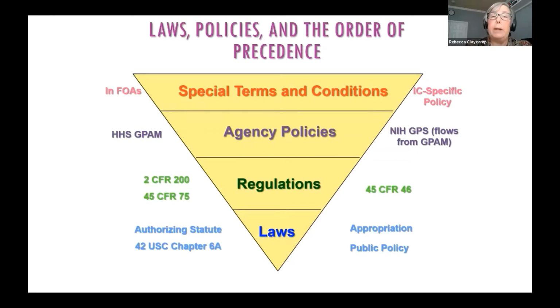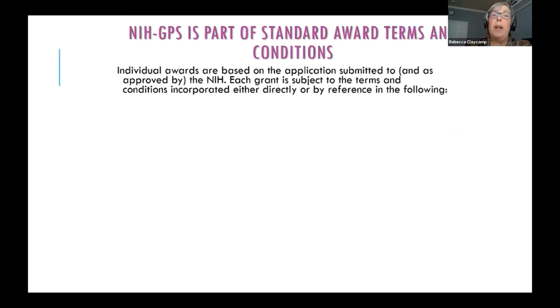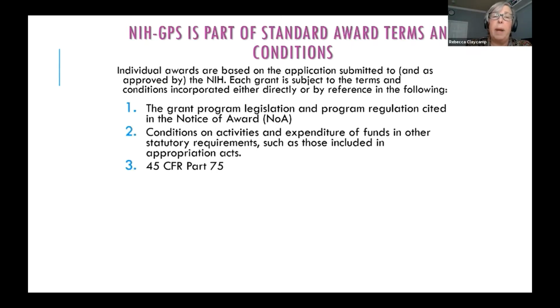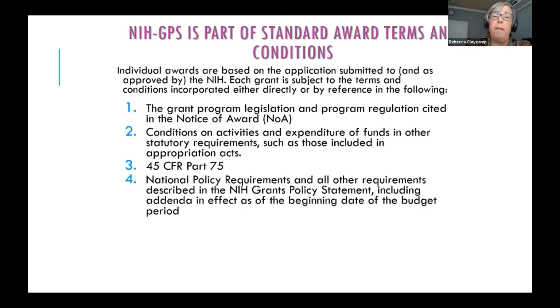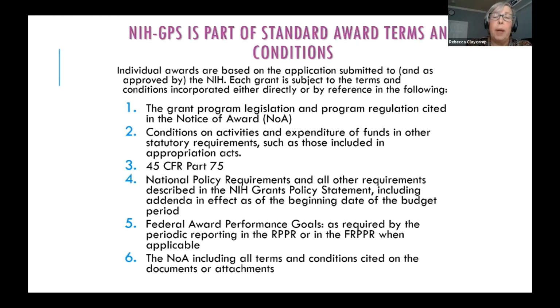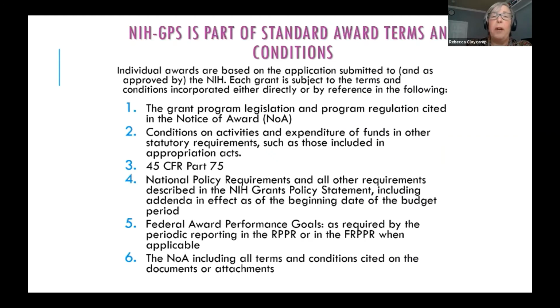Next slide, please. So the NIH Grants Policy Statement is part of award terms and conditions. Individual awards are based on the notice of award. Next item. They're also based on the conditions, 45 CFR Part 75, any national policy requirements, federal award performance goals, and last but not least, one more, the notice of award, all the terms and conditions that are in an award.